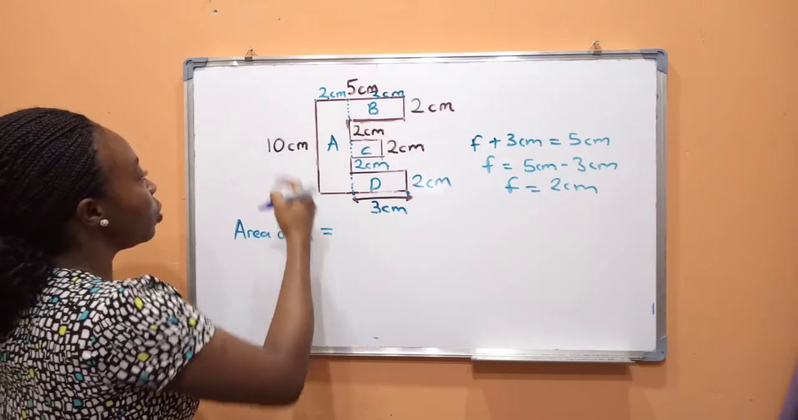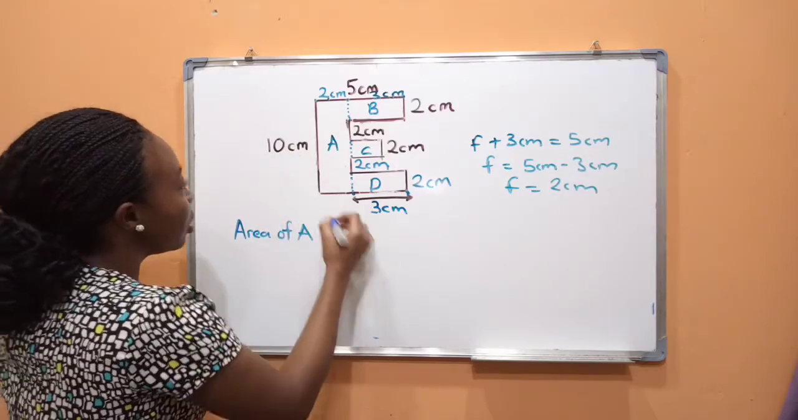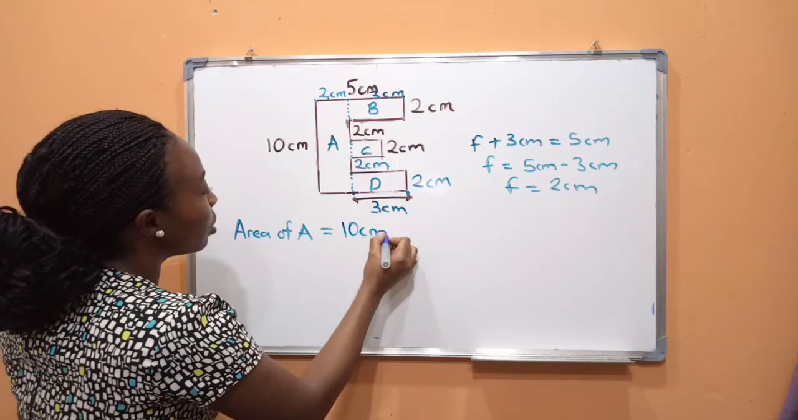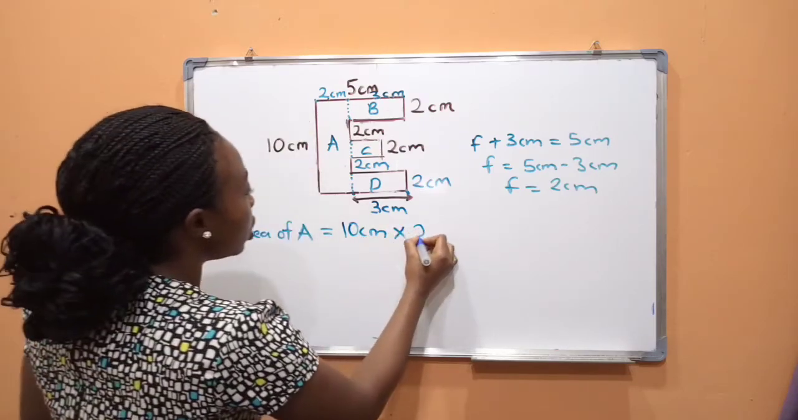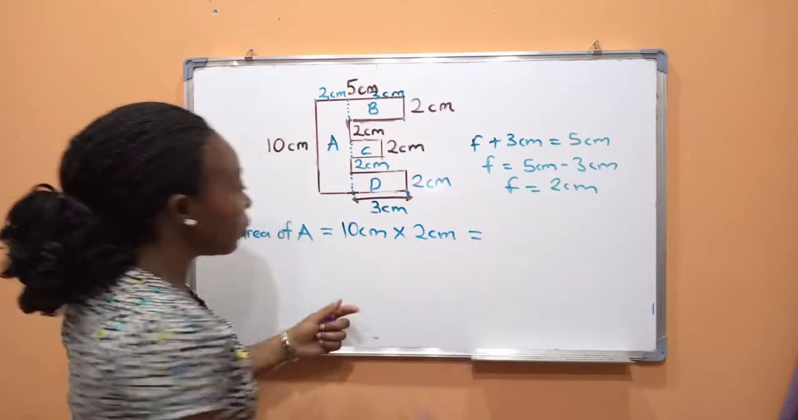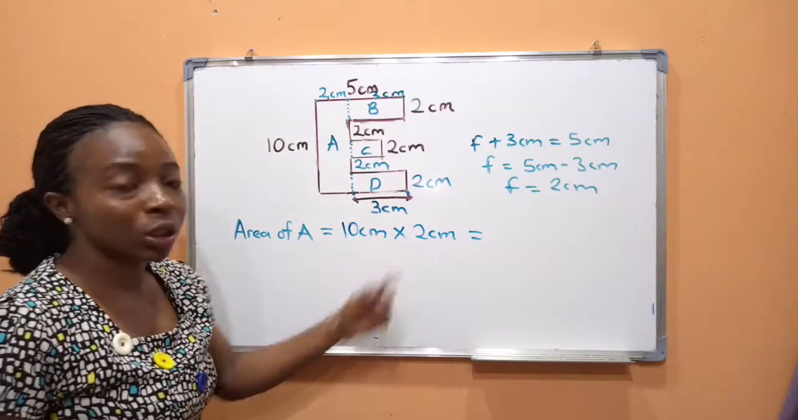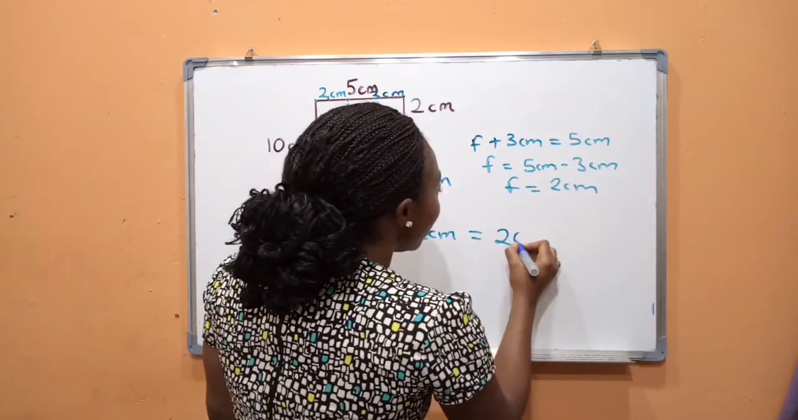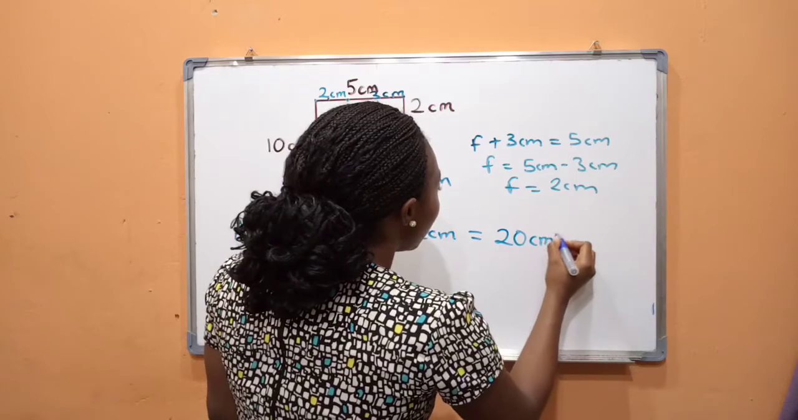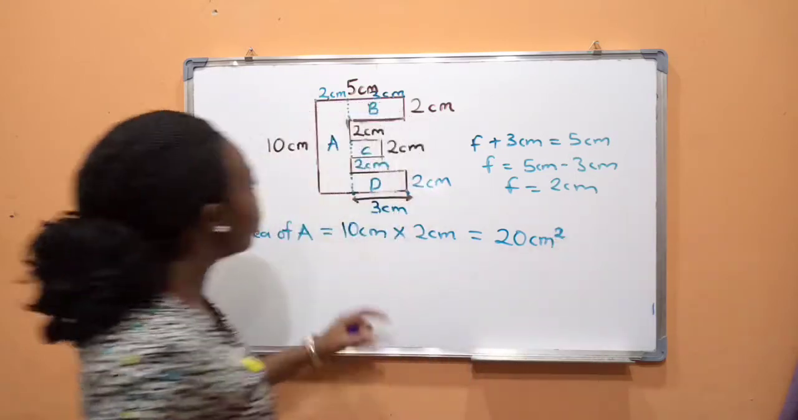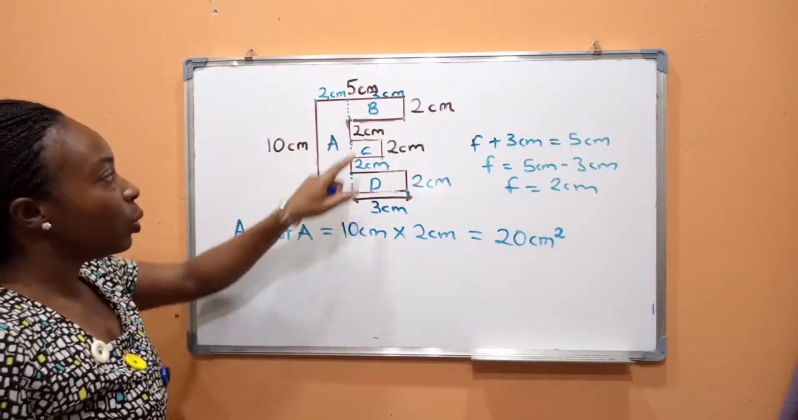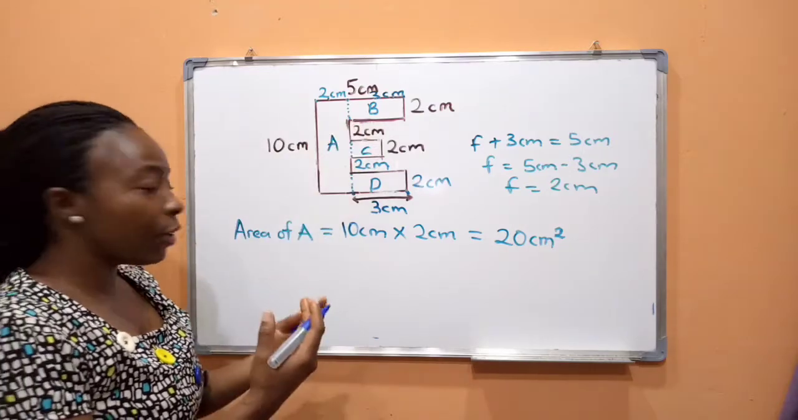So the next thing we do, we are going to have the length 10 centimeter times what? 2 centimeter, which is the breadth. So by the time we multiply, we say 10 centimeter times 2 centimeter, you're going to be having 20 centimeter square. So we succeeded in solving for A. We still have B. Let's solve for the area of B.